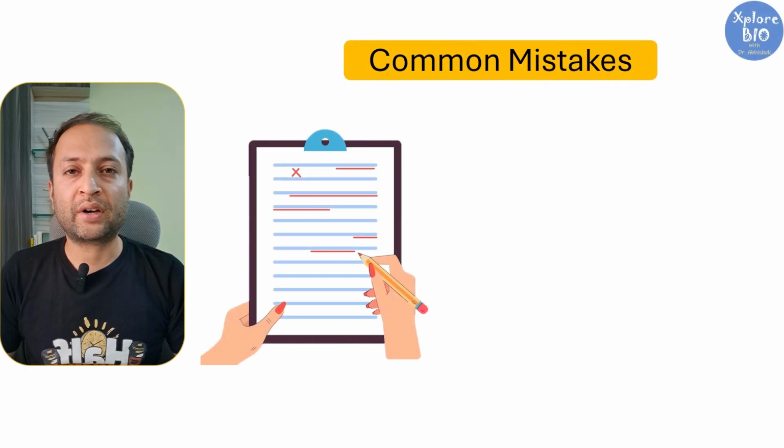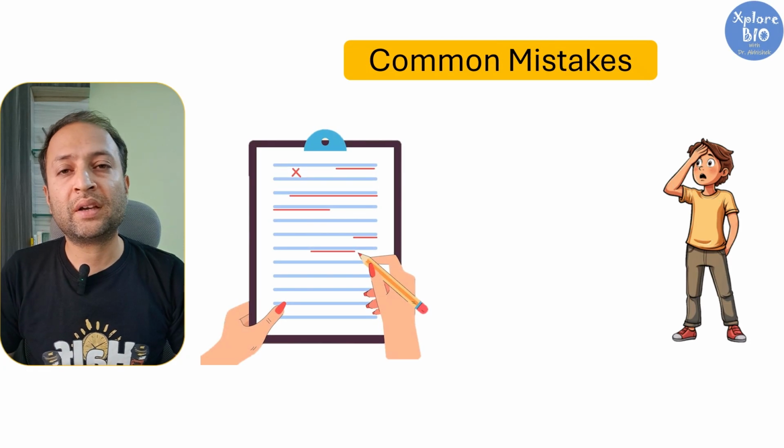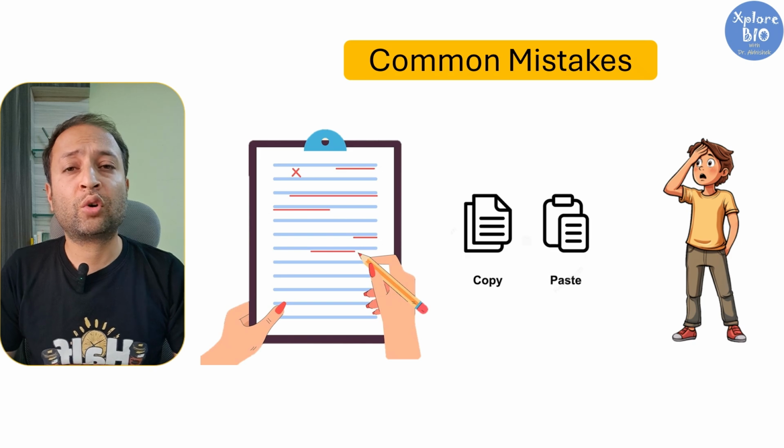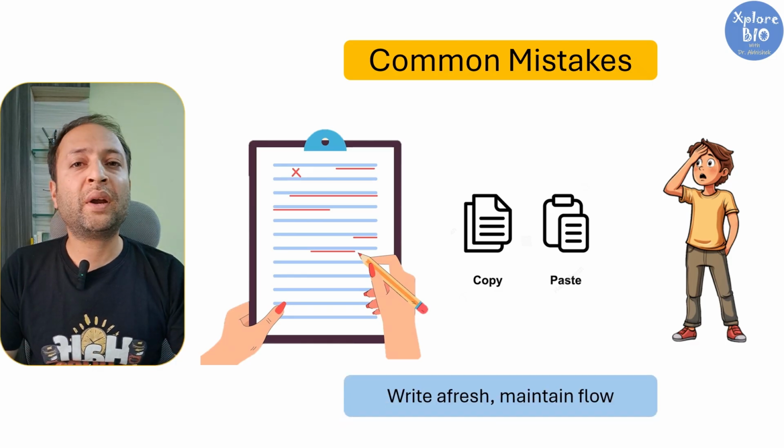Now let's talk about some common mistakes to avoid in an abstract. One huge mistake beginners make is copy pasting the sentences from your introduction, methods, and conclusion section. This not only repeats the things but also lacks proper flow. Write the abstract afresh to maintain the smooth flow covering all the key components I mentioned earlier.